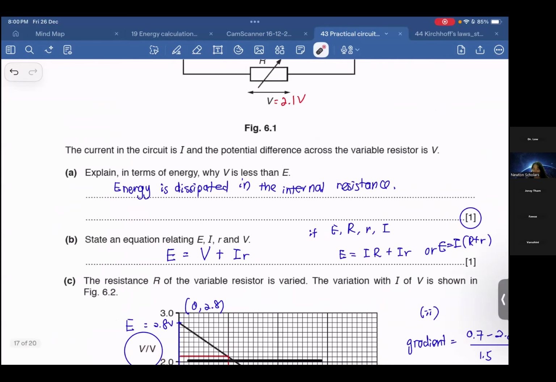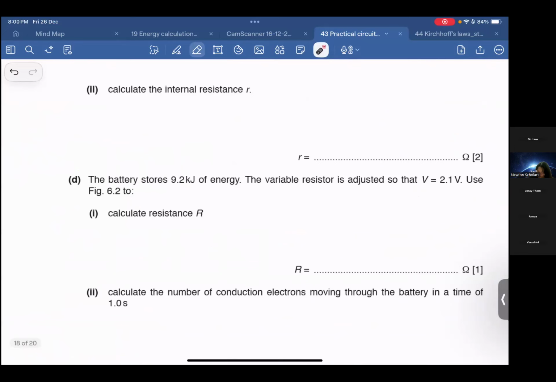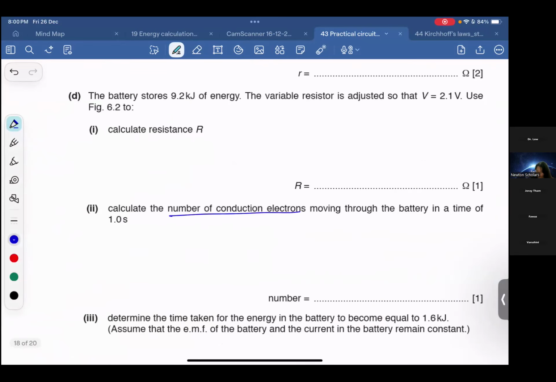Okay? So the next question is asking you, can you calculate the number of conduction electrons? Last time I told you, to differentiate it, I use capital letter N. In a time, so this is T. So number of electrons flowing through the battery. So how do I know what formula I can use? If you already know, then you can start. If you don't know, I give you some hints here.